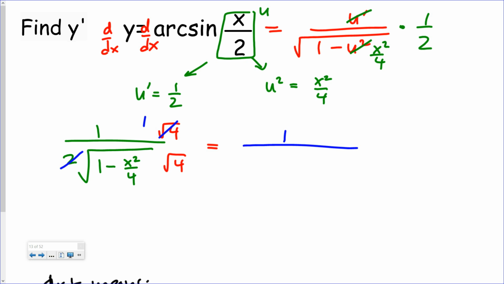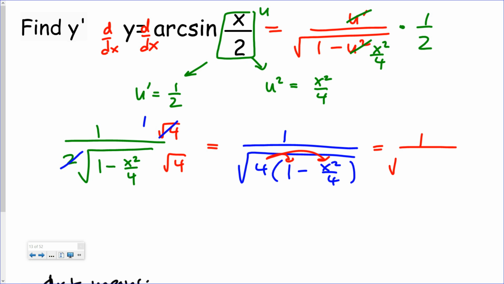So this will be 1 over the square root of, now I can move this into the house because they both have houses, right? So 4 times 1 minus x squared over 4. And the way that's going to help me is I can distribute this 4 and get rid of the fraction. So this would be 1 over the square root of 4 minus x squared. Okay? So what I've done is I've said that the derivative of arc sine x over 2 is equal to 1 over the square root of 4 minus x squared.